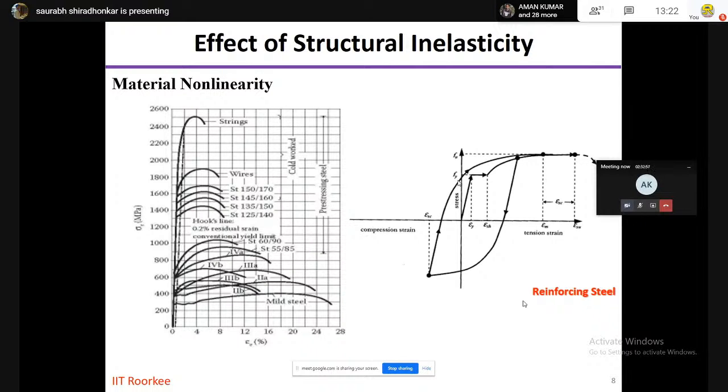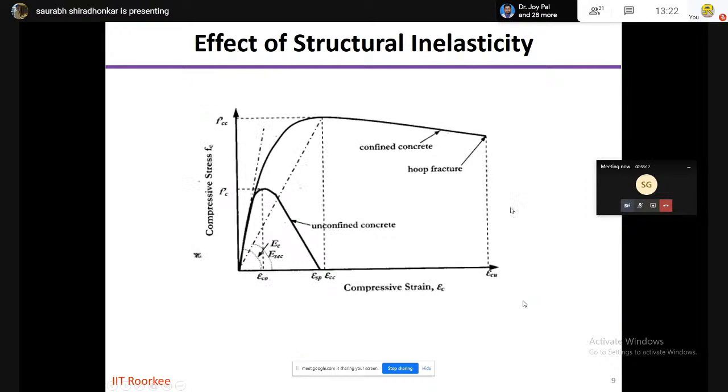However, when it comes to earthquake, since earthquake is a rare phenomenon, we consider the capacity of the structure as well as of the material in the inelastic portion, which comes in this region. So this is the inelastic portion of the stress strain diagram of the steel.